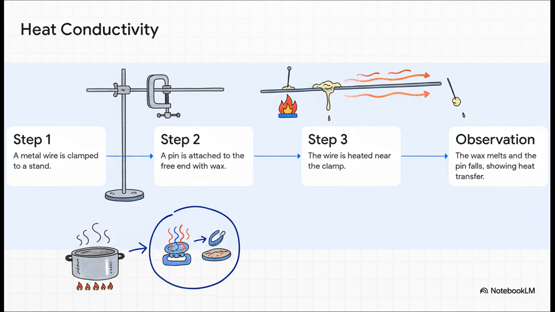Let's imagine a simple experiment in our minds. We take a metal wire and clamp it to a stand. At the other end, the free end, we stick a small pin using a bit of wax. Now we take a candle and start heating the wire near the clamp, far away from the pin. What do you think happens? After a little while, the wax at the far end melts, and the pin drops down. How? The heat traveled all the way through the metal. This shows metals are good conductors of heat.